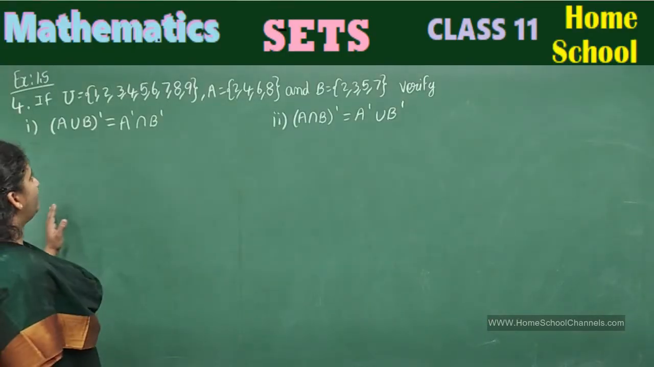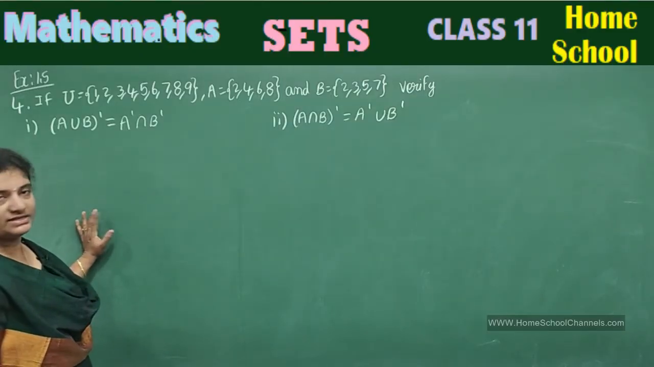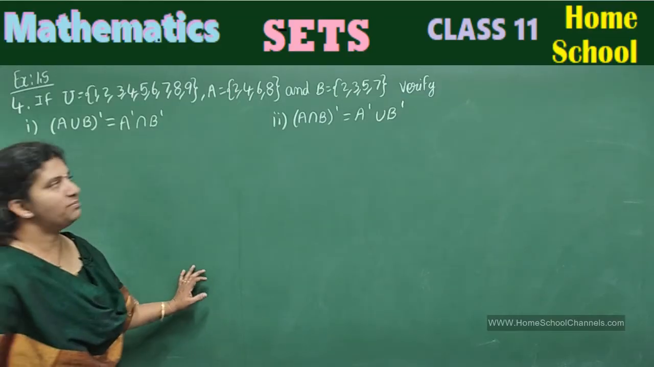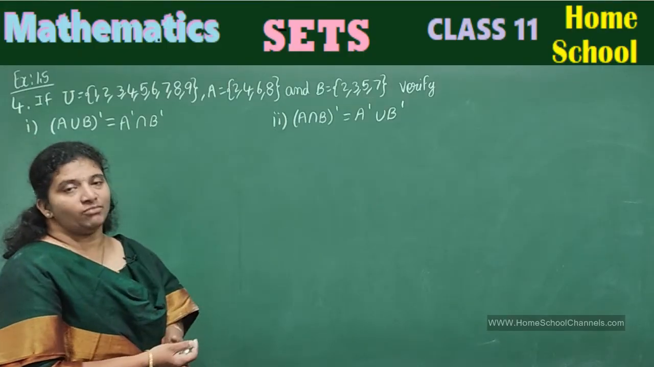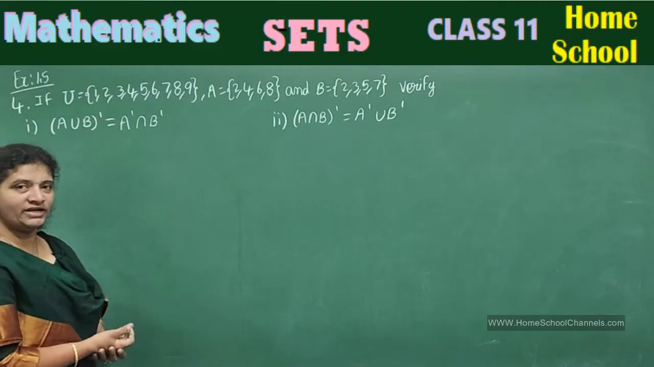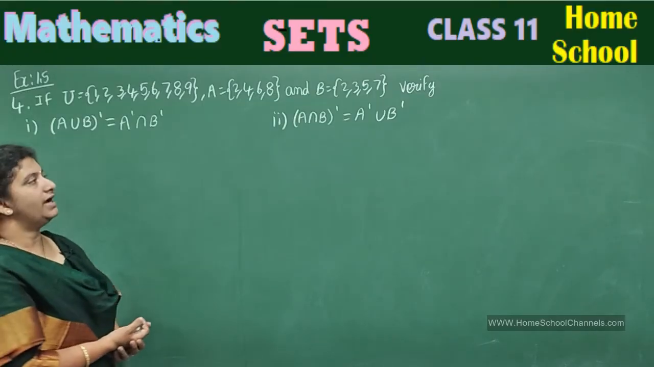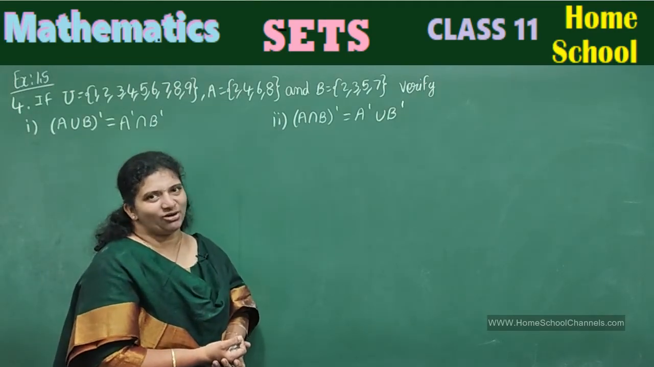Fourth one: if the universal set U is equal to 1, 2, 3, 4, 5, 6, 7, 8, 9, A is equal to 2, 4, 6, 8 and B is equal to 2, 3, 5, 7, verify De Morgan's laws. That is, A union B whole complement is equal to A complement intersection B complement, and A intersection B whole complement is equal to A complement union B complement.